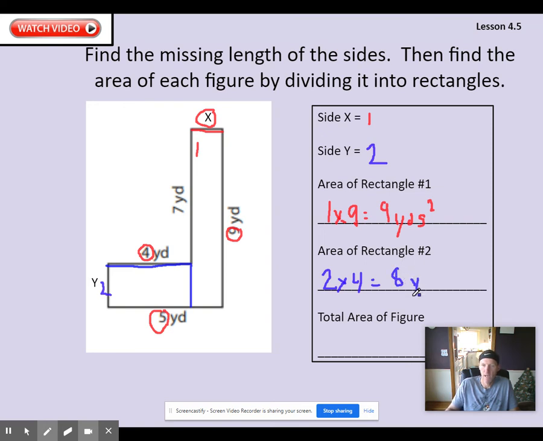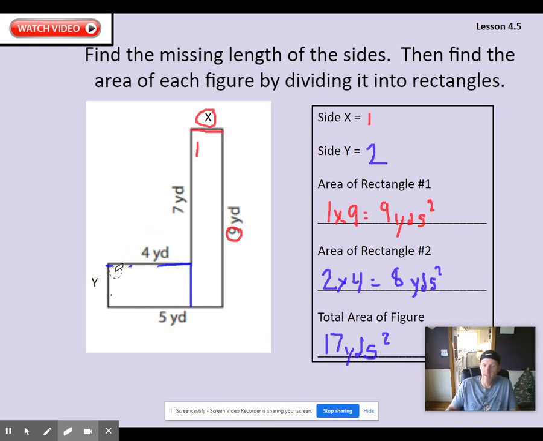And then I'll take the 8 that I had from the rectangle I just did and the 9 that I have from over here and get my total. 8 and 9 makes 17. So yds is my unit or my label. So 17 yards squared. This would not have been the only way to do this.